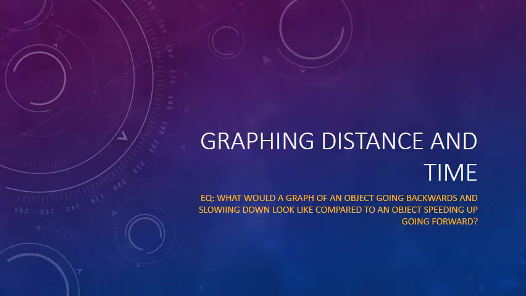Hello students, I'm Mr. Morgan and we're going to look at graphing distance and time. The first physics scenario that we're going to look at is how distance, time, and velocity relate to each other. Remember, distance and time are fundamental variables, and velocity is a result of a relationship between distance and time.